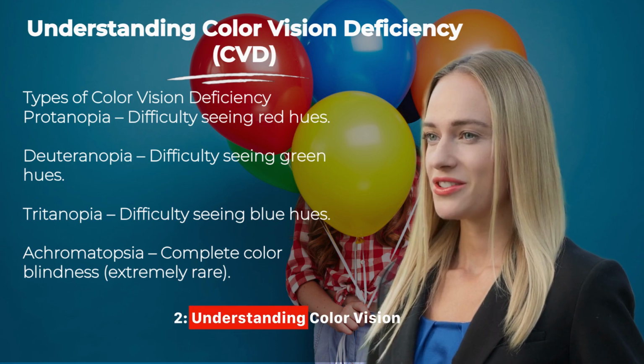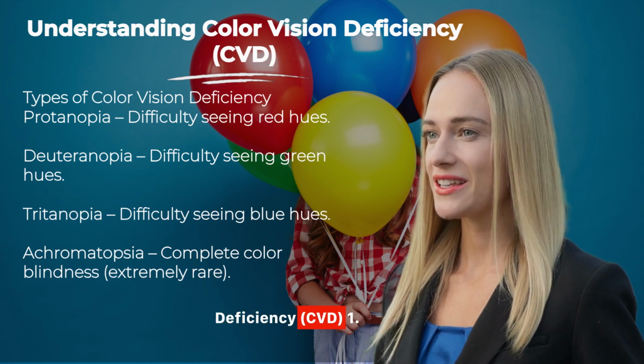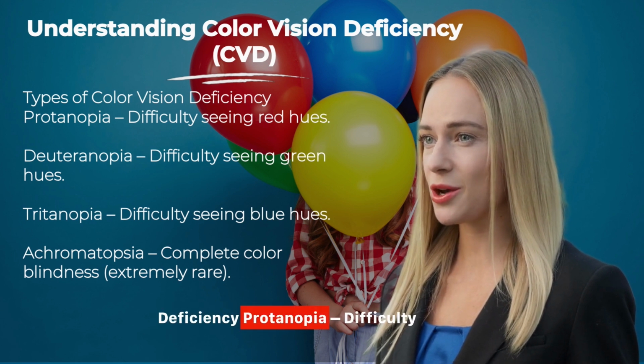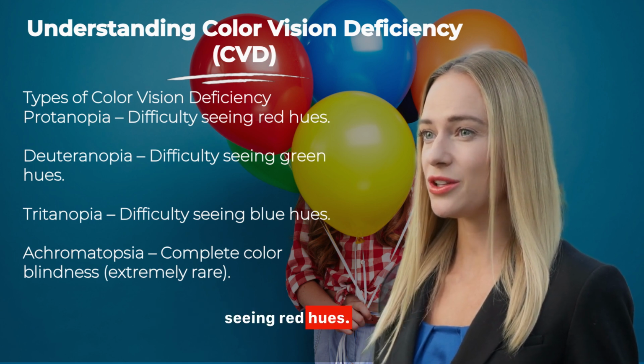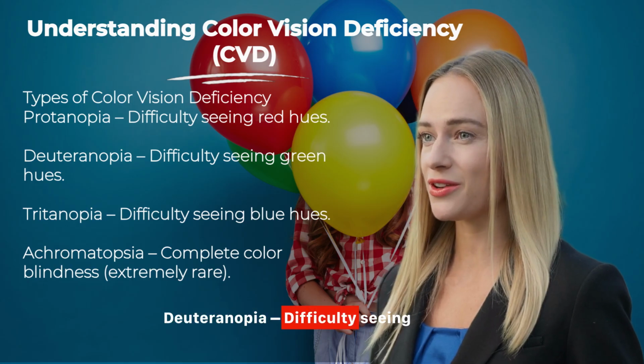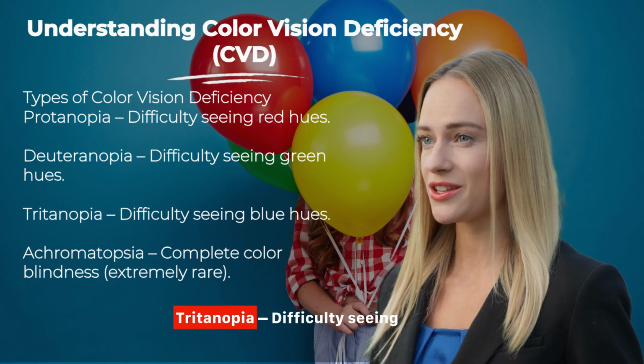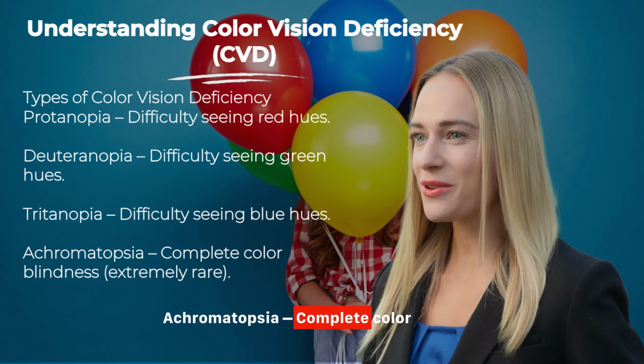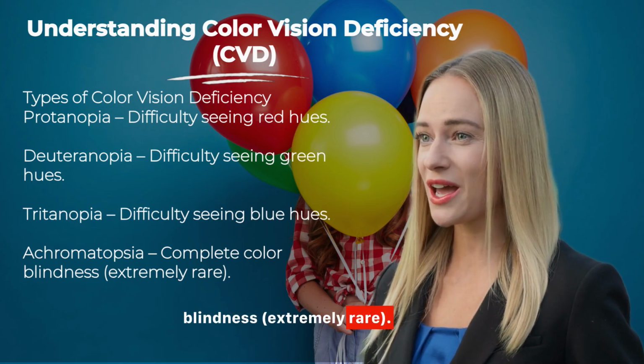2. Understanding color vision deficiency, CVD. 1. Types of color vision deficiency: protanopia, difficulty seeing red hues; deuteranopia, difficulty seeing green hues; tritanopia, difficulty seeing blue hues; achromatopsia, complete color blindness, extremely rare.